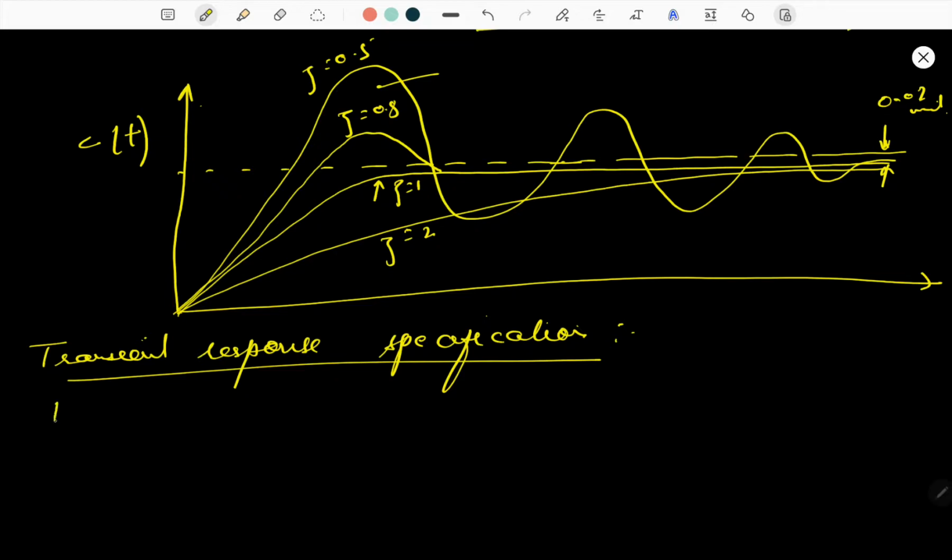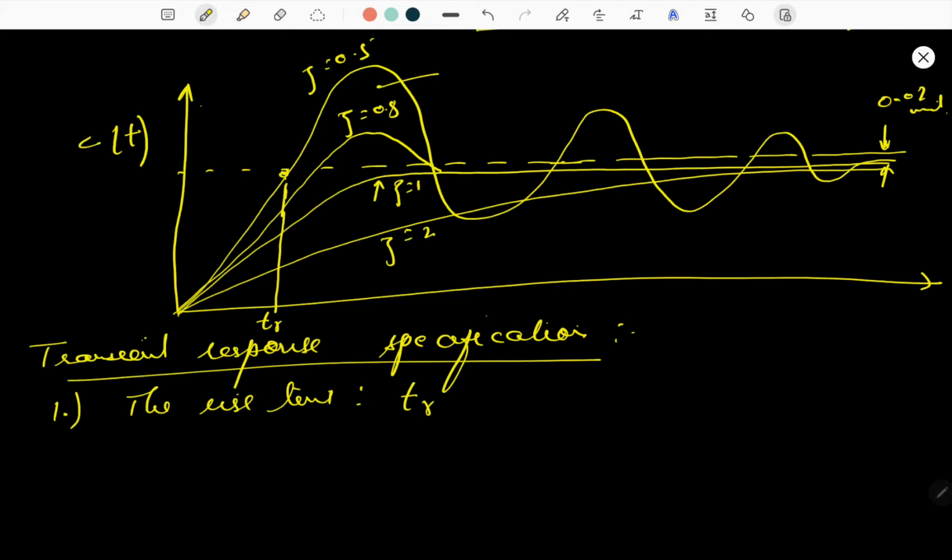First of all, we have the rise time. Okay, the rise time. What is a rise time? Rise time is simply denoted by TR, and the rise time is from 0 to 100% for the underdamped condition. Here you can see that this is the rise time. We can write it like TR.